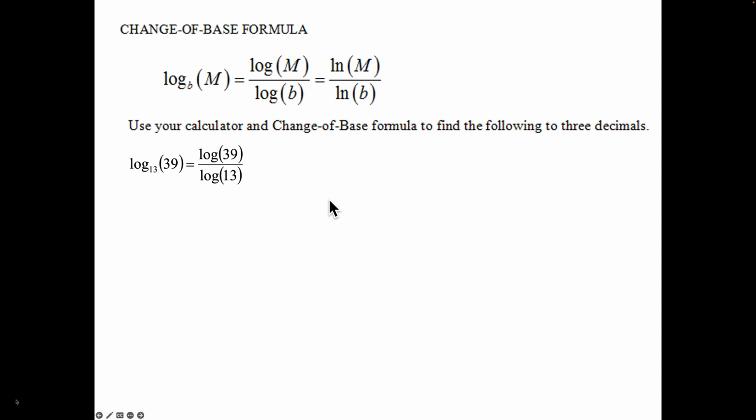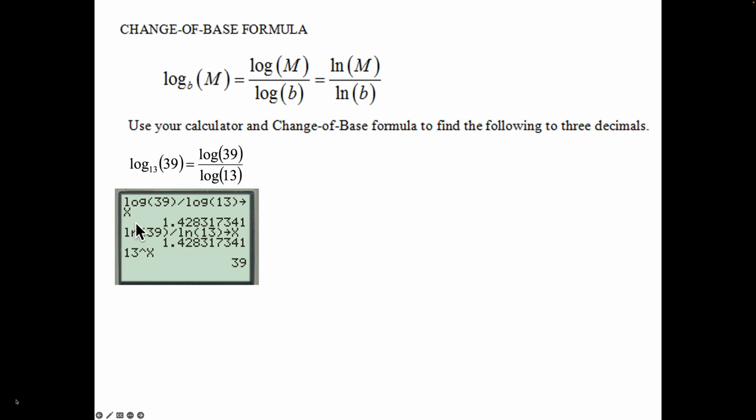Both are acceptable. I go to my calculator. Here's log 39, close the parentheses, divided by log of 13. Remember, it will put in the left parentheses for you. You have to remember to close it. I like to store it in for x right away. Now, when I want to use the base change formula on the calculator, I always use natural log because everything has a tendency to fit on one line.